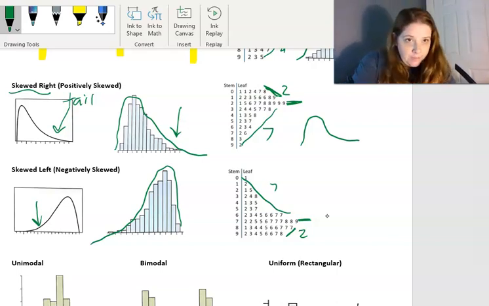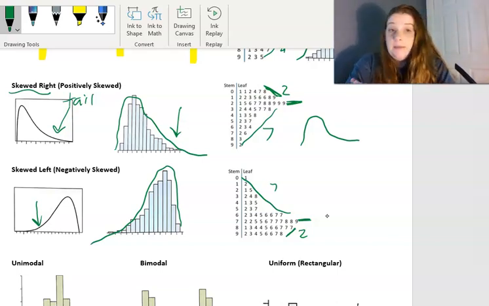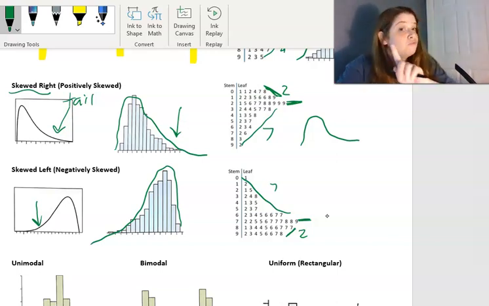All right, and this is kind of dumb, but I heard this at an APSI, and it has made a difference for some students. So, when in doubt, there's a left skew in your left shoe, and there's a right skew in your right shoe.